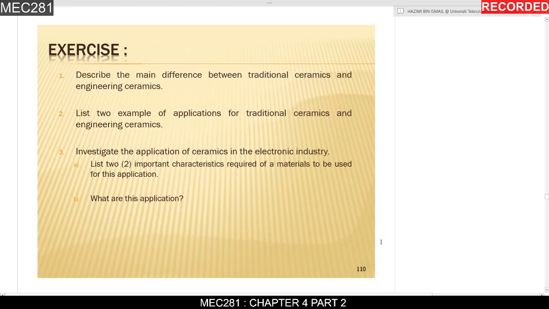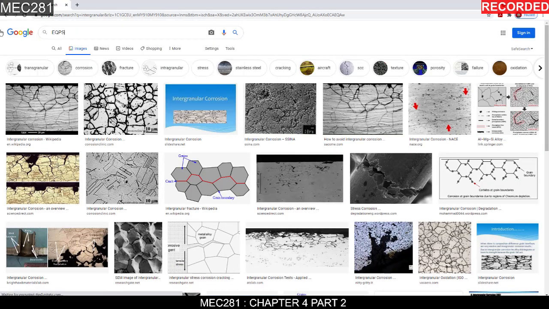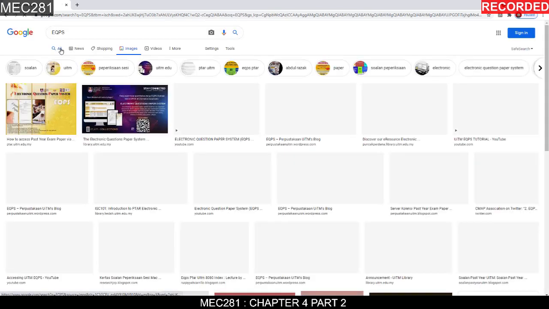Zaman saya, I download all the past year's questions. Saya dah bagi tahu banyak kali. Past year questions you can download from EQPS. Pernah dengar? EQPS. So this is a very basic thing. As a UiTM student, awak kena download past year EQPS. Internet saya slow, sorry lah. EQPS, Electronic Question Paper System kat UiTM. So using your student ID and maybe the password, awak check lah macam mana dapat password.